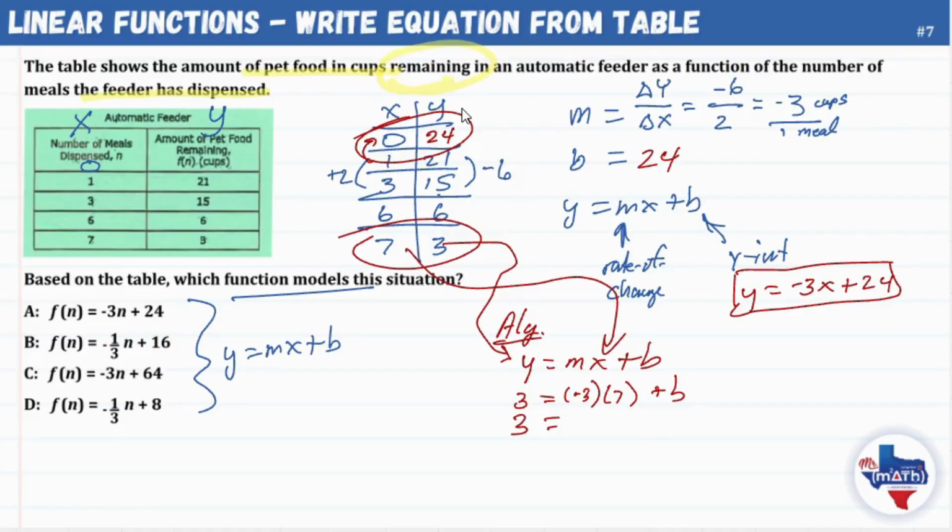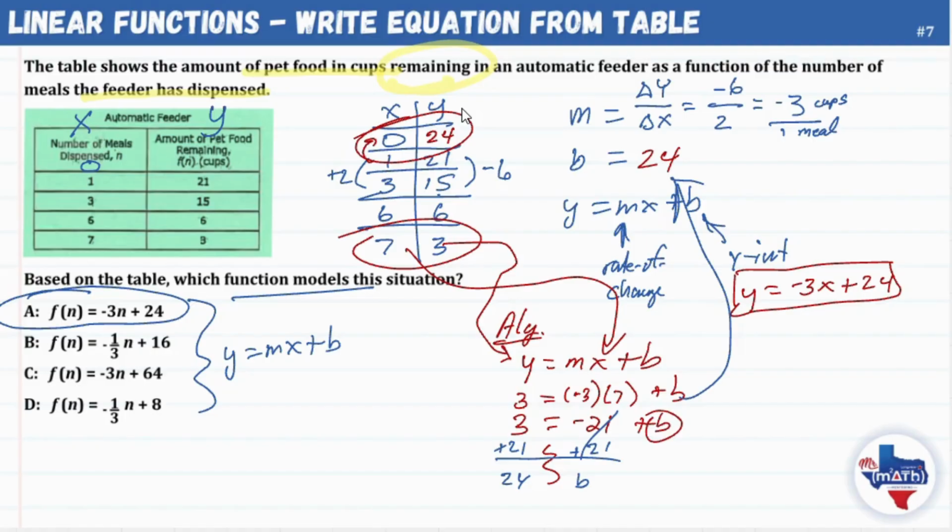So we could say negative 3 times 7 is negative 21 plus b. And then solving for b, we would add 21 to both sides. And so we would get 24. So b is 24. And in fact, that's exactly what we got earlier when we did it using the table. So our equation is y equals negative 3x plus 24, or f of x equals negative 3x plus 24. Our answer is A.